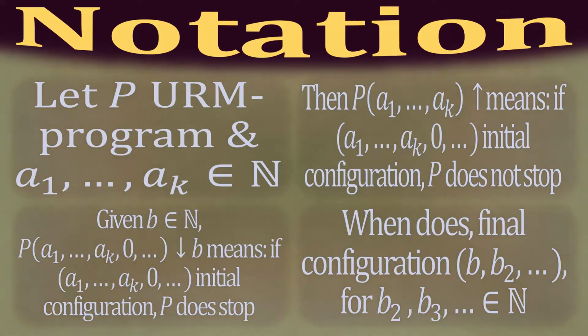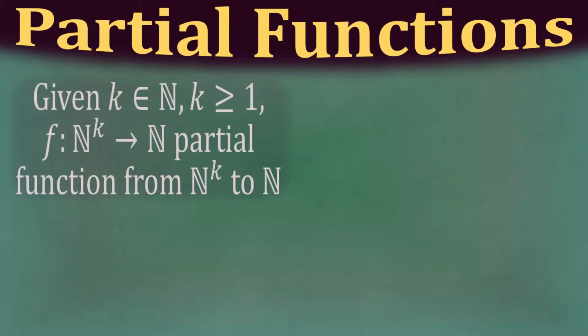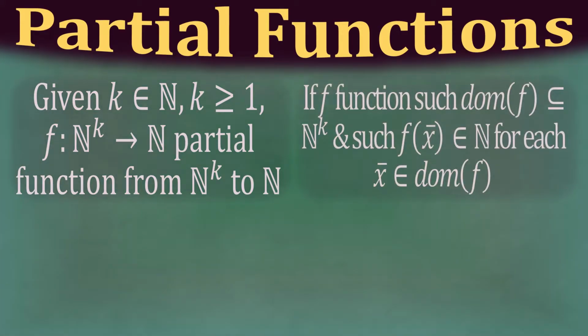in the natural numbers. Following on, let's define partial function. Given k in the natural numbers with k greater than or equal to 1, we say f from the natural numbers to the k to the natural numbers is a partial function from the natural numbers to the k to the natural numbers if f is a function such that the domain of f is a subset of the naturals to the k and such that f of x bar is in the natural numbers for each x bar in the domain of f.